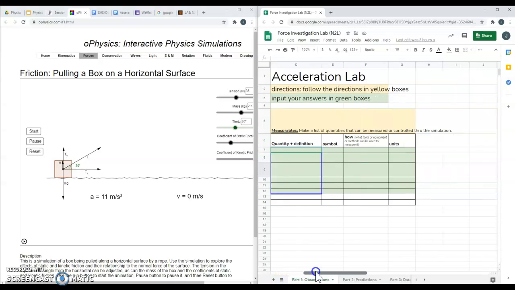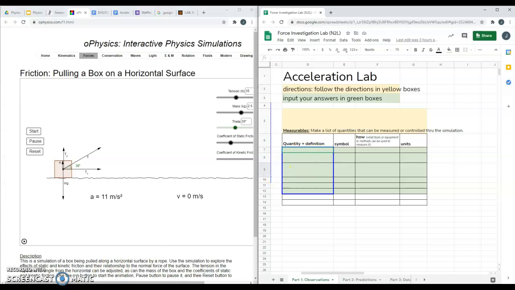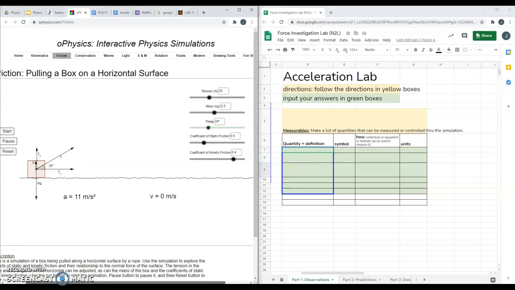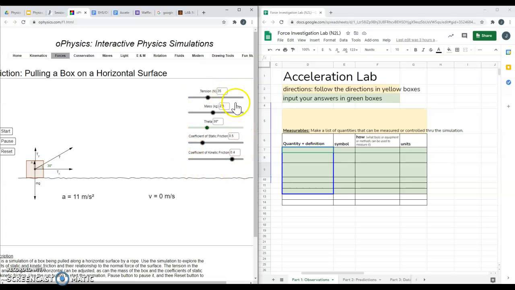There are certain quantities and definitions that I'd like you to find. You can find them listed here on the side. So we have tension, mass, theta are a few examples. You can also include these values here, acceleration and velocity. I'd like you to write down the symbol that the simulator uses for these values, as well as what tools or equipment or methods can be used to measure these values. And finally, the units for each of these.